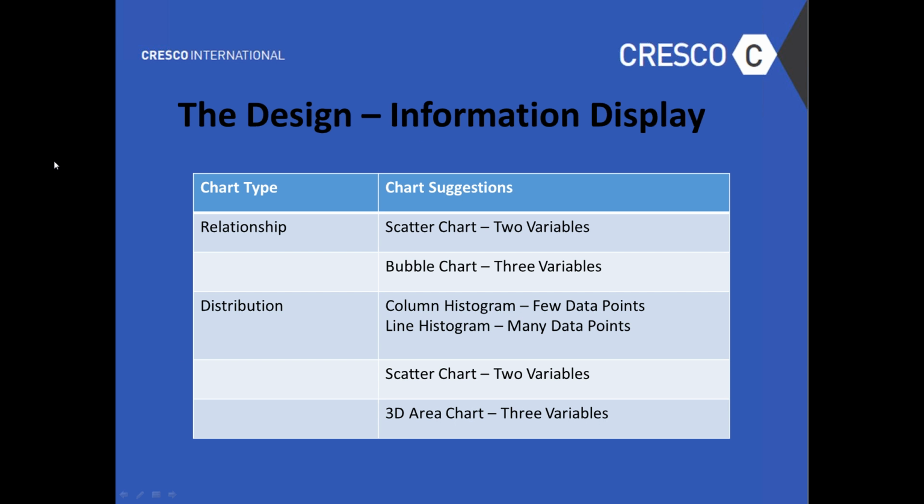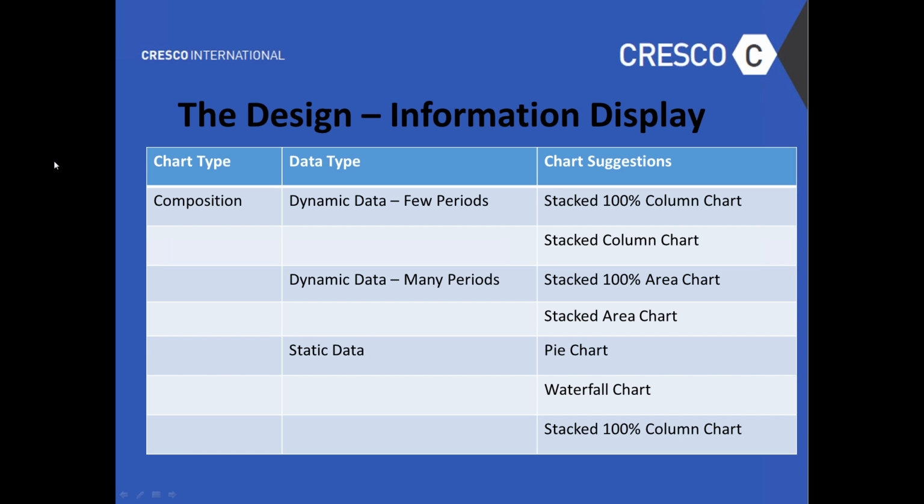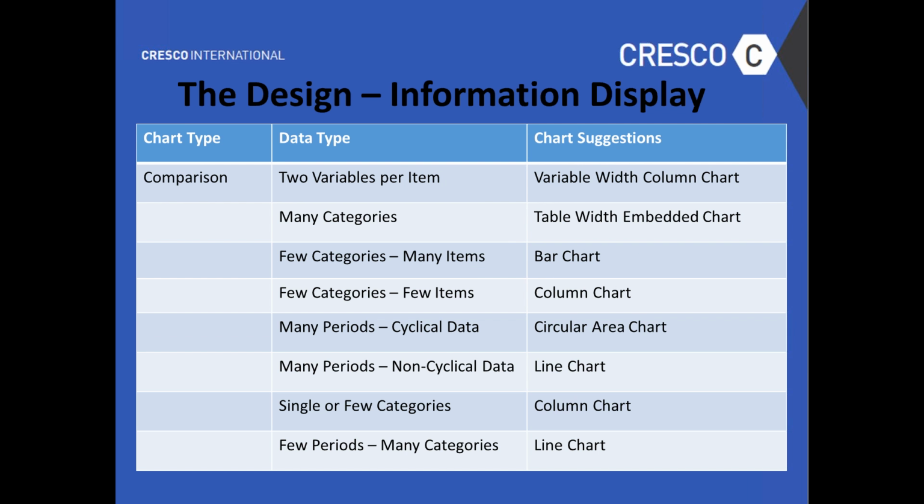But if you're using a distribution chart type, if you have 2 variables, look at a scatter chart. If you have 3 variables, look at an area chart. If you're using a composition type, for example, you have data that changes very often but has fewer periods, try to use a stacked column, because if you have many periods, a stacked column basically just gets out of control. But if you have many periods and you want to use a stacked chart, you can probably use an area chart as well. Now, if you have static data, good examples would be pie chart, waterfall chart, and stacked 100% column charts as well.